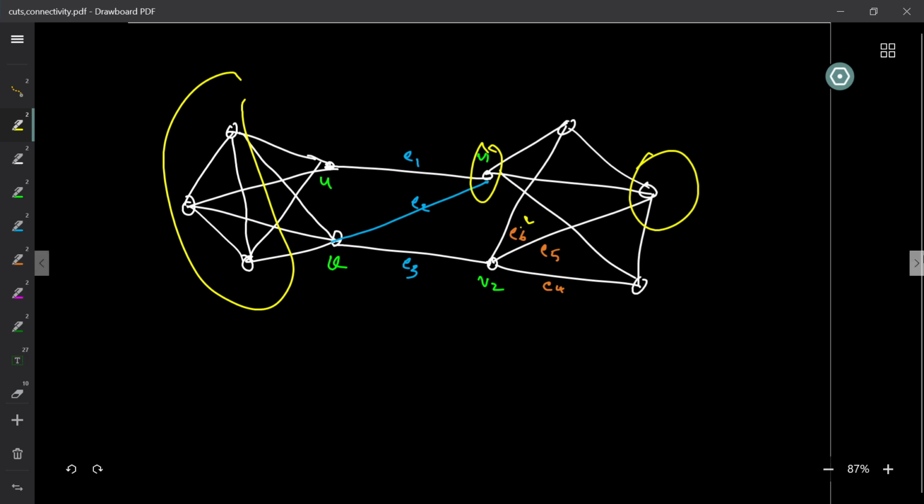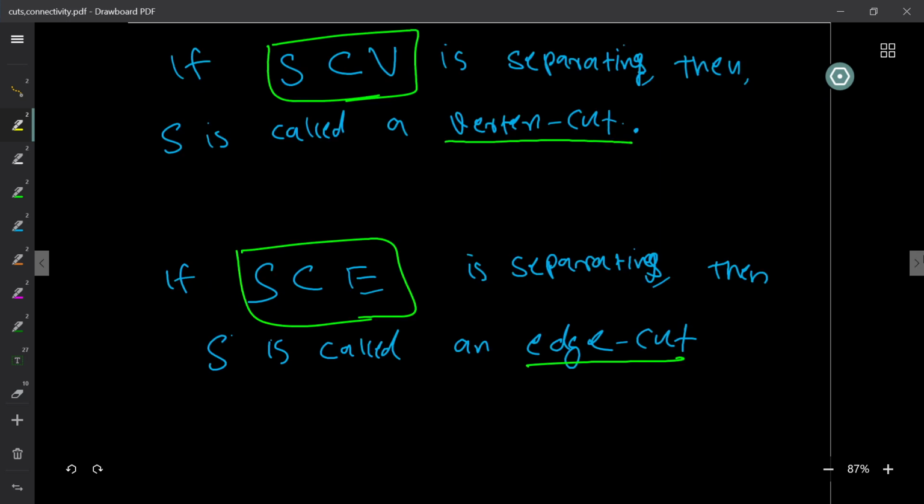Because that comes as some important parameters. So we are going to define that. If a subset of the vertex set is separating, then as we mentioned before, it's called a vertex cut. And if the subset which is a subset of the edge set is separating, then it's called an edge cut.